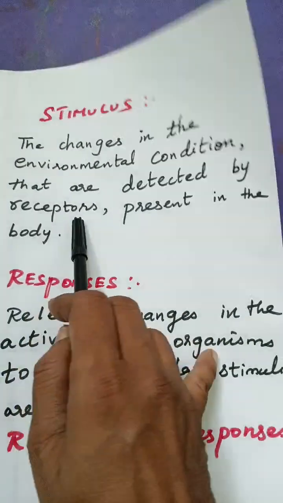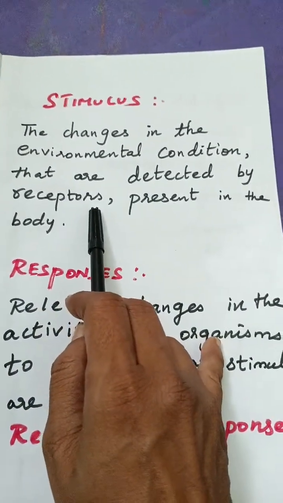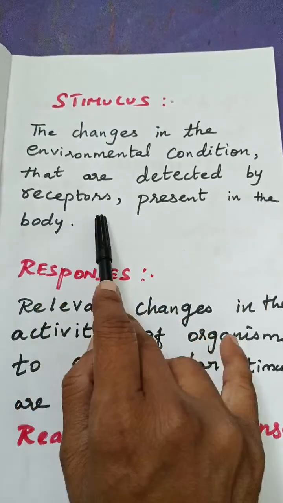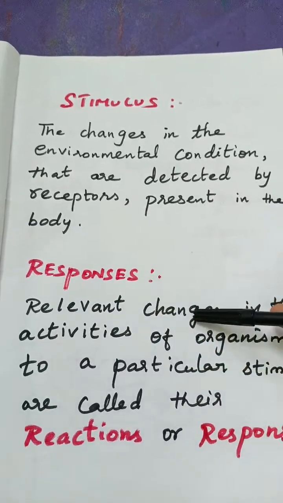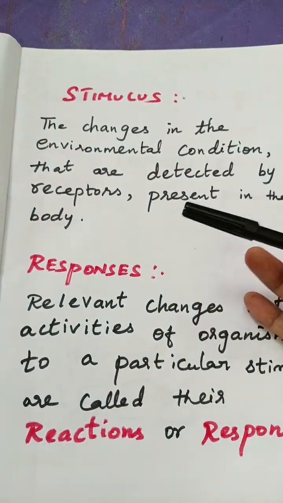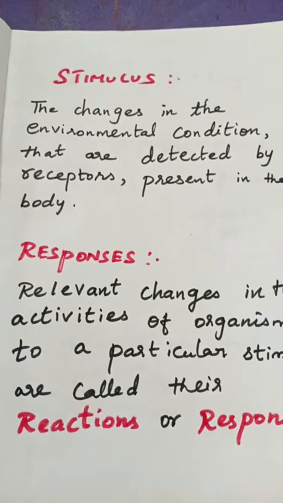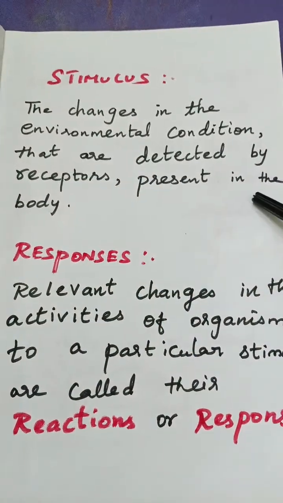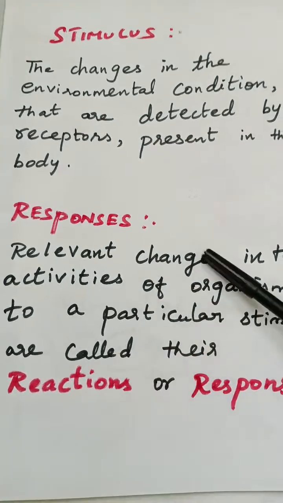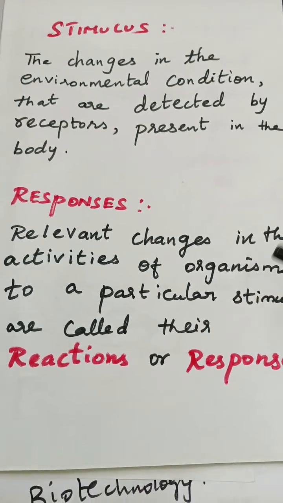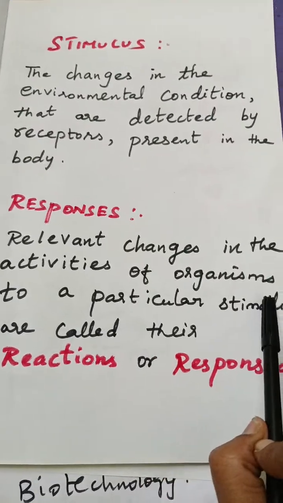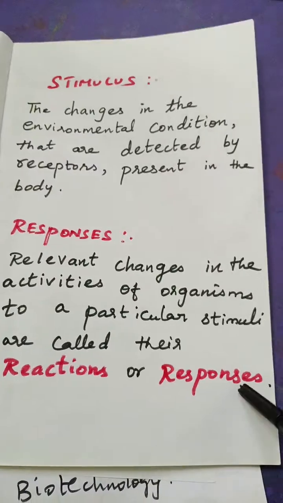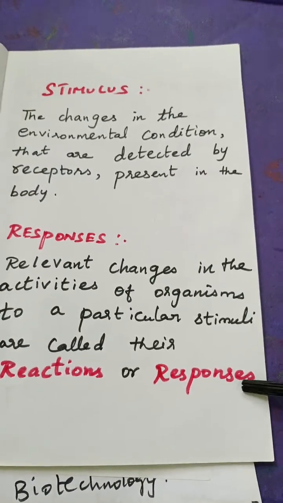Receptors are nothing but the sense organs. They are the sense organs present in the living organism's body that detect the change, whether by means of the eyes, the ears, or the skin. So this is the definition of the stimulus. And the next is response. The relevant change in the activities of an organism to a particular stimulus is called its reaction or response.